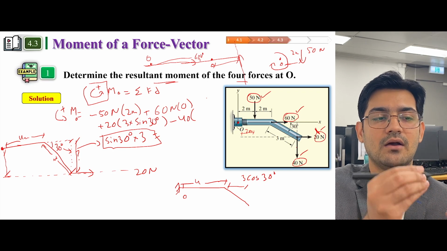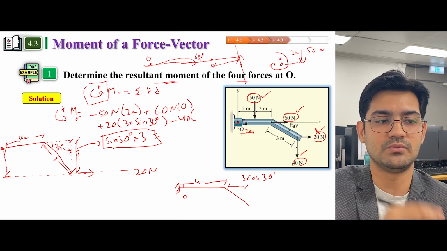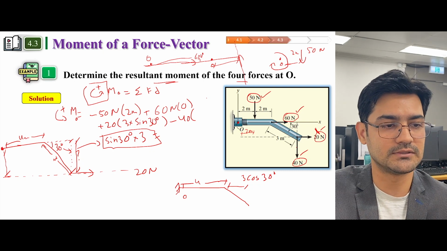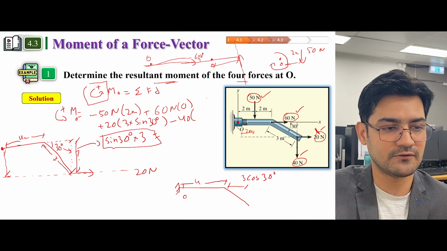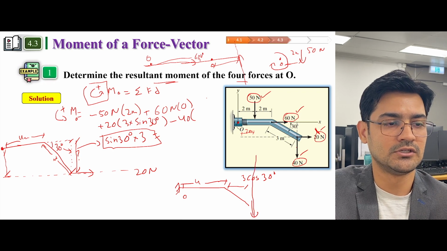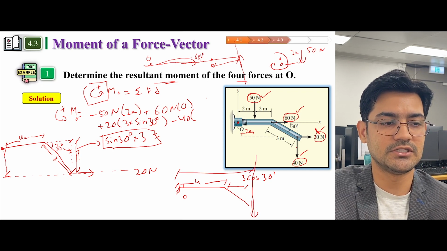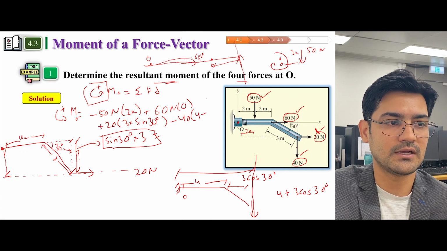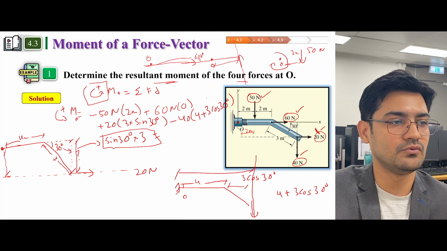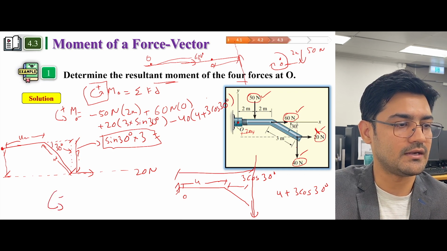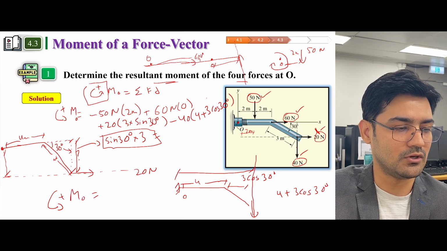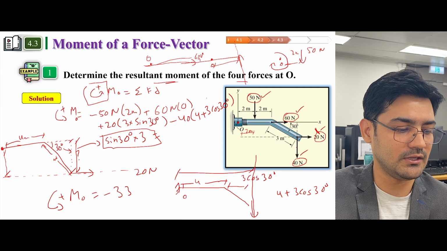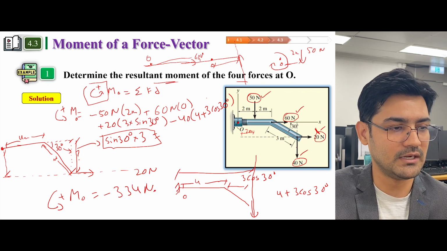As we have discussed how we can resolve forces into their components, we can also resolve distances into their components. The force has a line of action, so we are interested in this distance. This distance would be equal to 4 plus 3 cos of 30 degrees. So 40 into (4 plus 3 cos of 30 degrees). If you do the math, you will get the total moment equal to negative 334 Newton meter.